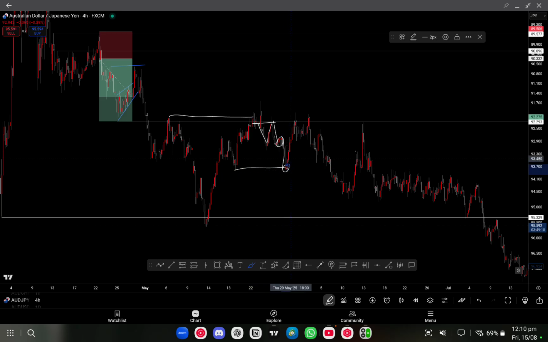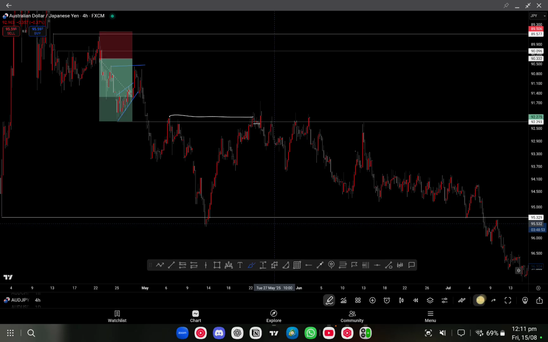Then it tapped into this area, and then it came all the way back up. You probably took a break even if you held it. If you were smart and you were aggressive, you probably would have taken some level of profit there. But again, it's not the best trade in the world because it didn't really give you the full commitment, and then eventually it just didn't go.